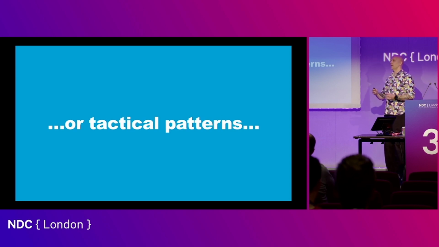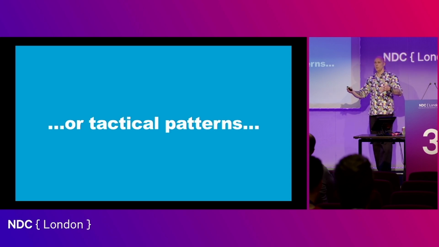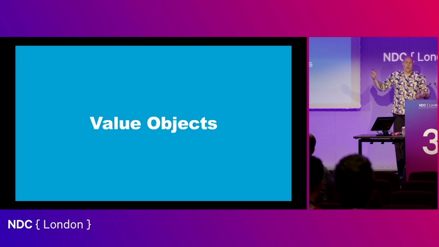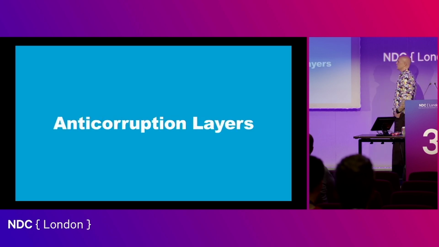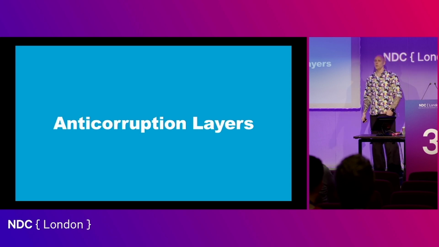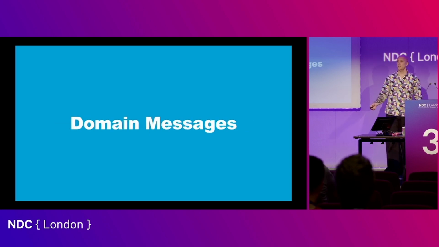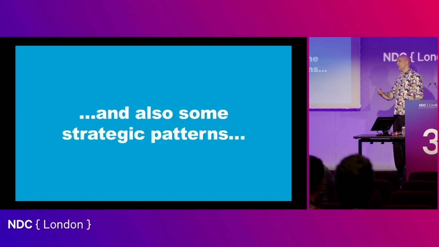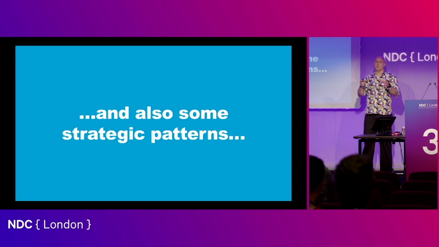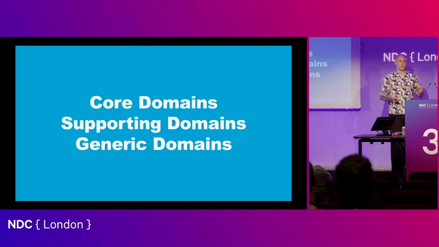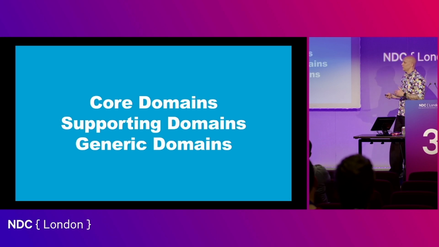So a tactical pattern is a code pattern that you can use to make your code more readable, more based on the ubiquitous language. Things like value objects are talked about a lot in there. Anti-corruption layers, which sound so much cooler than they really are. Domain messages is another thing that Eric Evans talks a lot about. But there are also what they call strategic patterns in there, which are more high level, like architectural patterns. How can we organize things? How can we get the architecture to work? Things like splitting your domain into several subdomains, or core, supporting and generic domains.